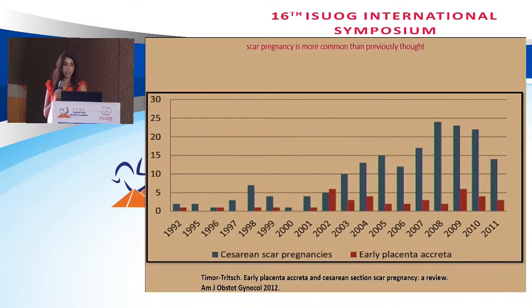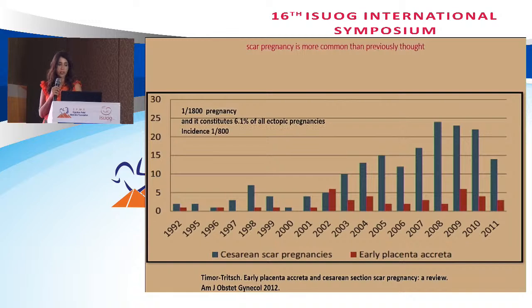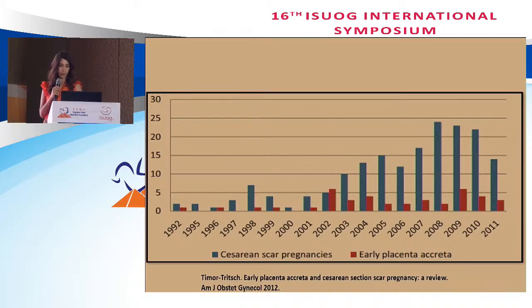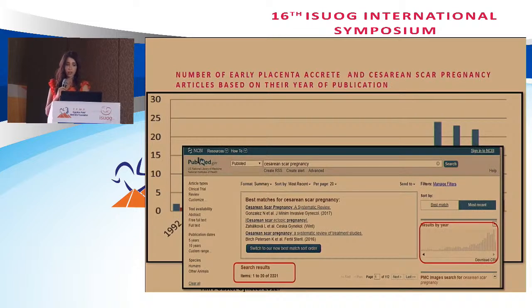First of all, scar pregnancy is more common than previously thought. As we can see, the cesarean rate is continuously growing, so cesarean scar pregnancy is also increased, as is early placenta accreta. The scar pregnancy presents 1/1,800. It constitutes 6.1% of all ectopic pregnancies. The incidence is 1/800. Also, the articles talking about placenta accreta and cesarean scar pregnancy are increased.